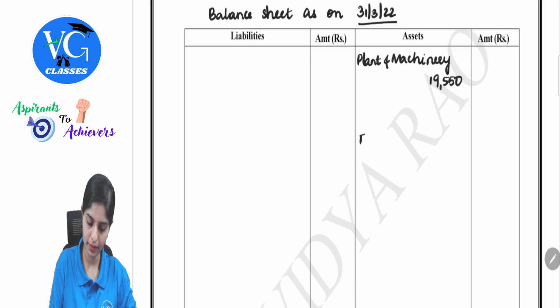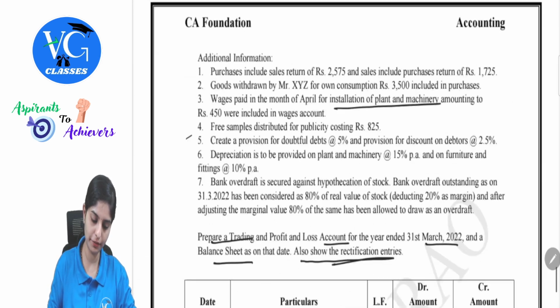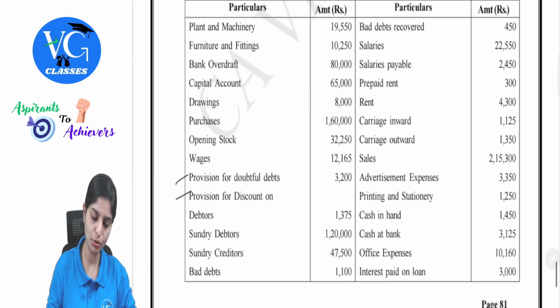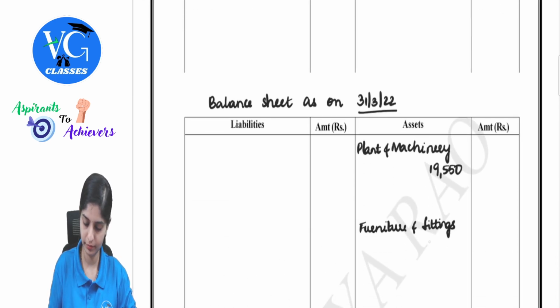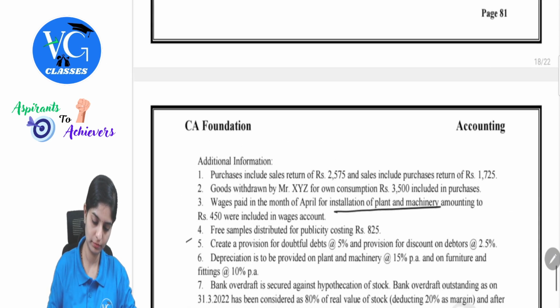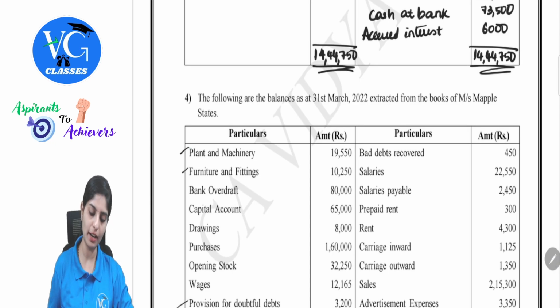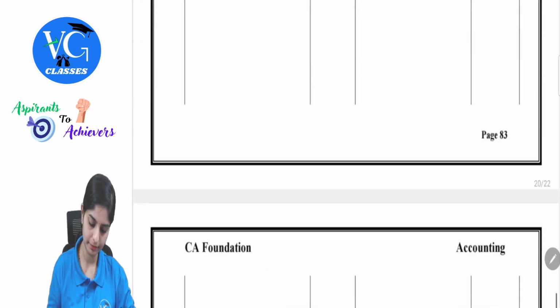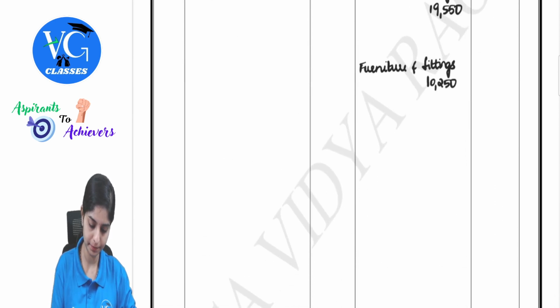19,550. And then furniture and fittings. How much is furniture and fittings? That is 10,250. Then we have bank overdraft 80,000, which is your current liability.